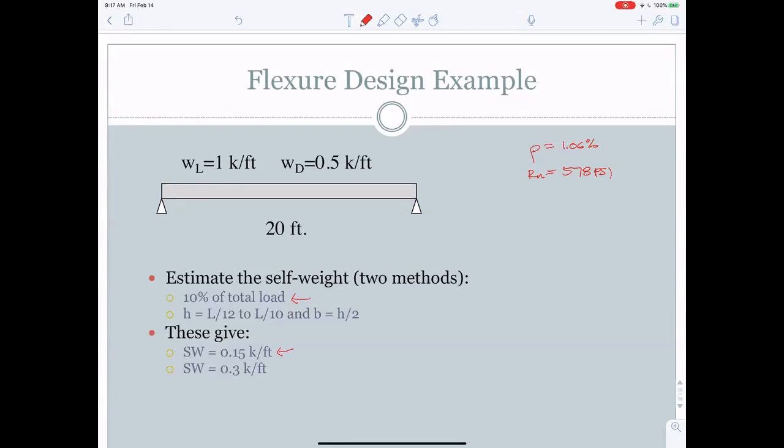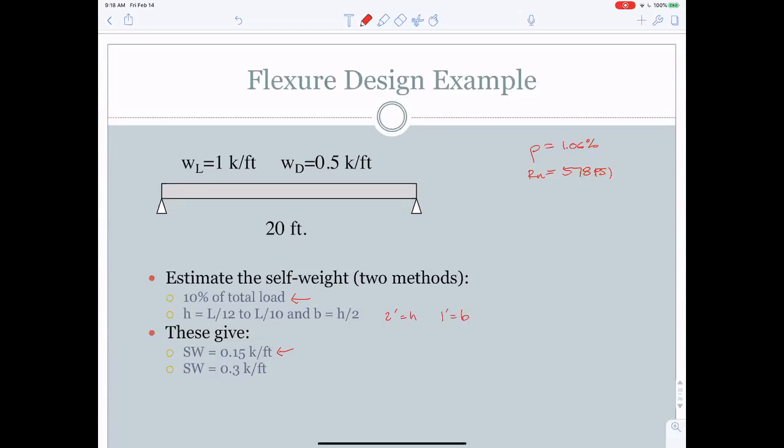Or you can estimate the size of the beam as 1/10 to 1/12 the depth, and then half of the depth is the height. So 20 feet divided by 12 is 20 inches. But I'm going to just do 20 feet over 10 is 2 feet. And half of that is 1 foot.